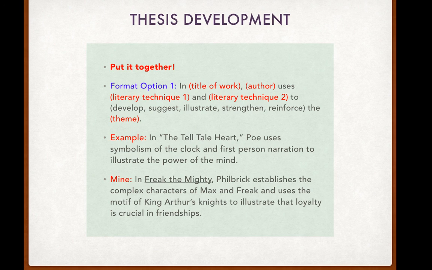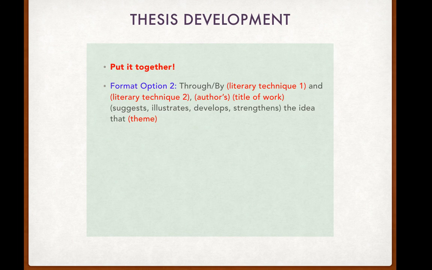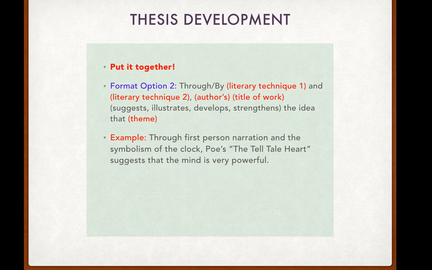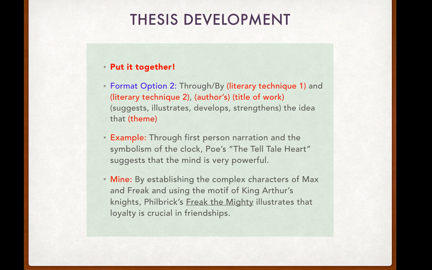It's not the only way a thesis could be written. Here's another format where one starts with the techniques: through or by literary technique 1 and literary technique 2, the author's title of the work, pick one of these words, suggest the idea that the theme idea. So here's the example. Through first-person narration and the symbolism of the clock, Poe's The Telltale Heart suggests that the mind is very powerful. Or here's mine. By establishing the complex characters of Max and Freak and using the motif of King Arthur's knights, Philbrick's Freak the Mighty illustrates that loyalty is crucial in friendships.